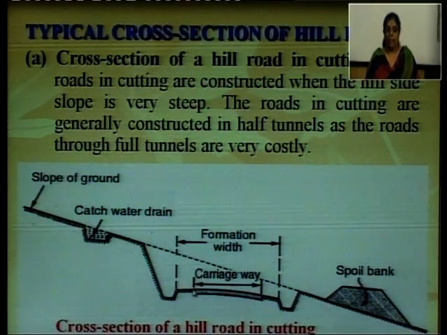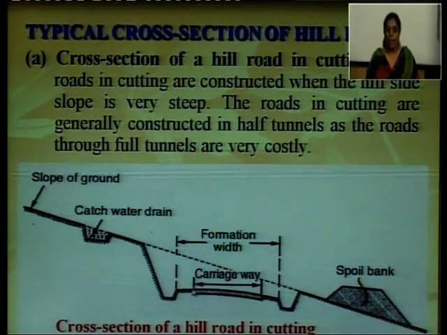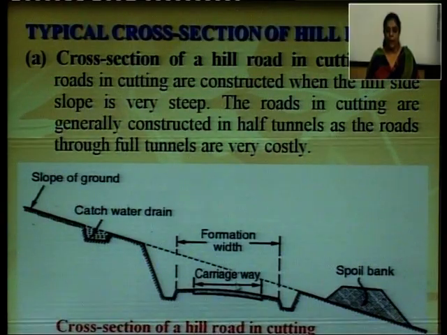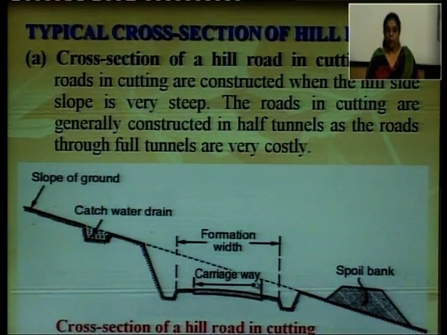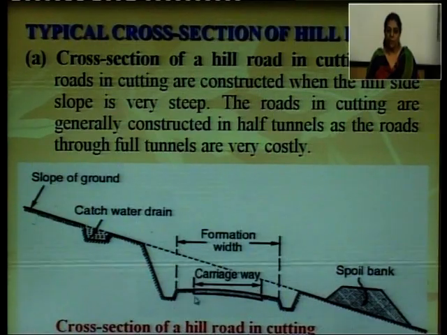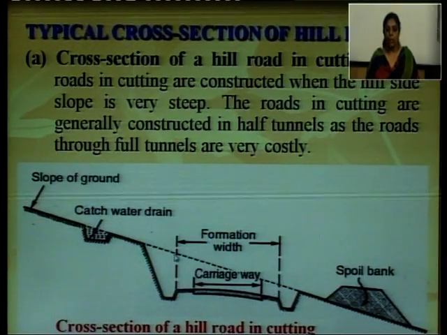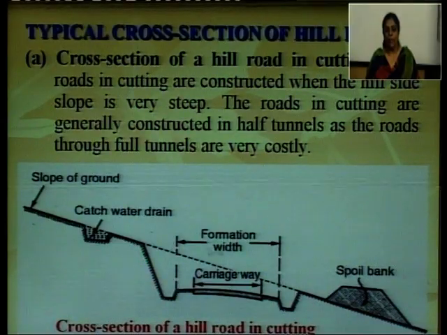So, this is the carriageway, and this is the formation width. This part of the road is called formation width. Carriageway is that part of the road which is used by the vehicles, and on both sides of the carriageway there are shoulders, and shoulders and carriageway jointly form this formation width.